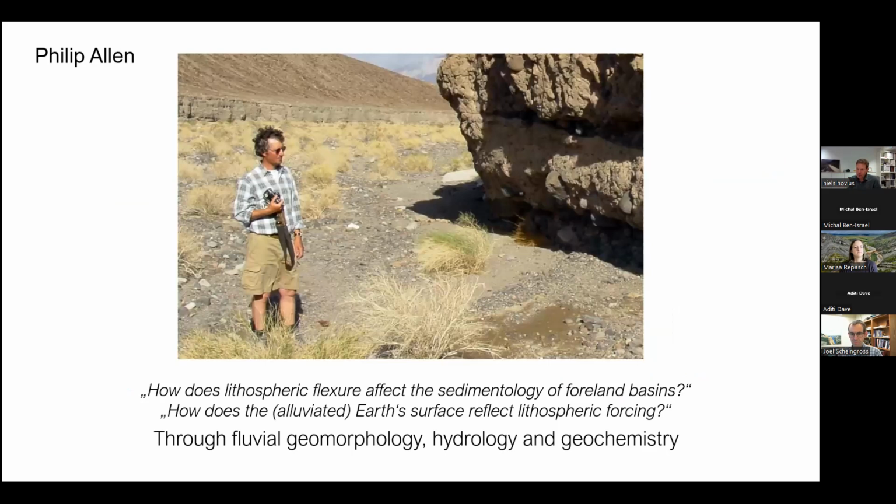Now, people have worked on foreland basins for a long time. One of the key people working on foreland basins has been Philip Allen, who passed away last year. And he would ask simple questions of foreland basins. One of his favorite questions was how does lithospheric flexure affect the sedimentology of foreland basins? And you can flip that around and you can ask, how does the alluviated earth surface reflect the lithospheric forcing? Philip was interested in both of these things. And in this talk, we're going to offer an answer to Philip and to his questions.